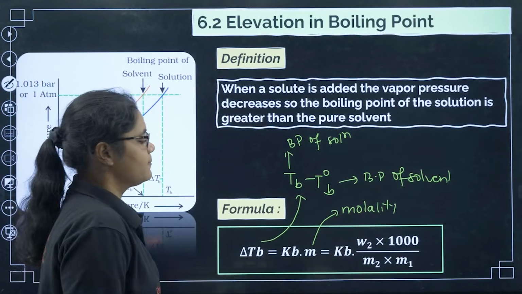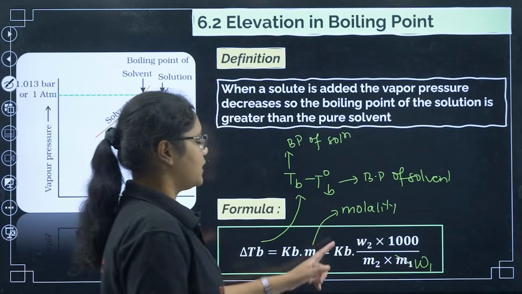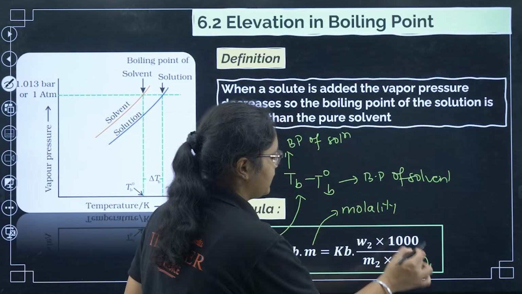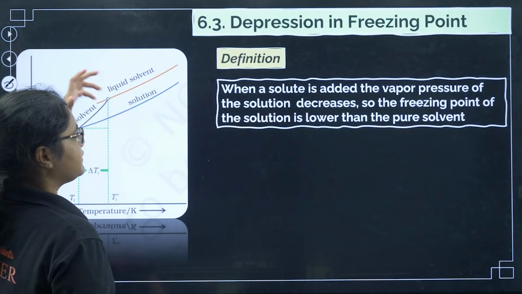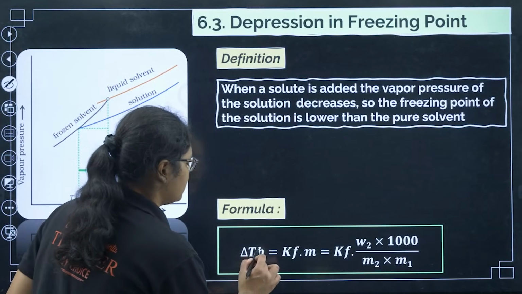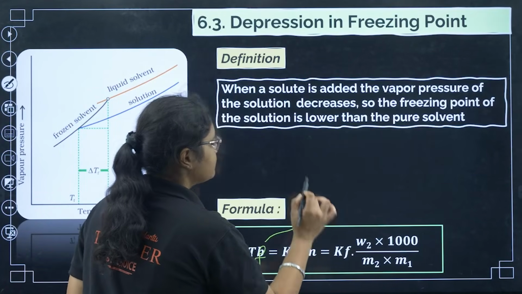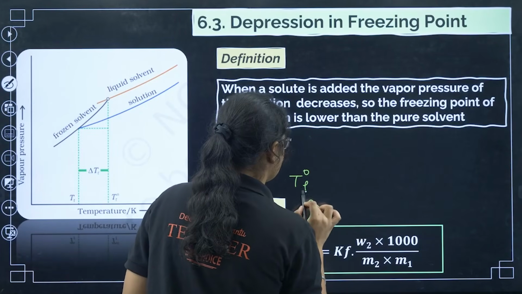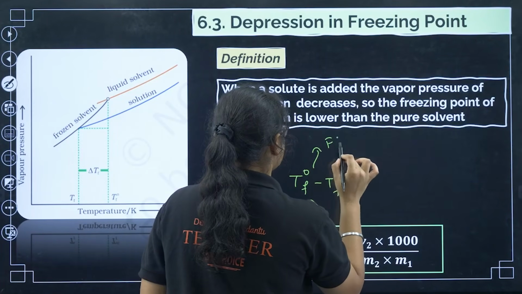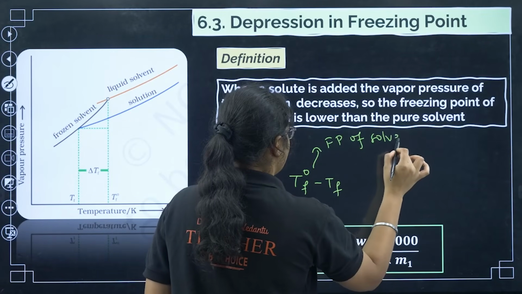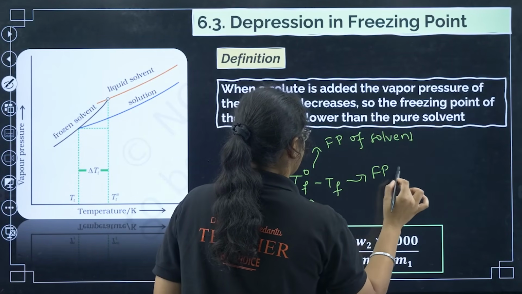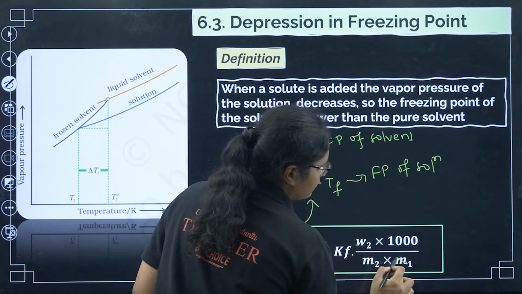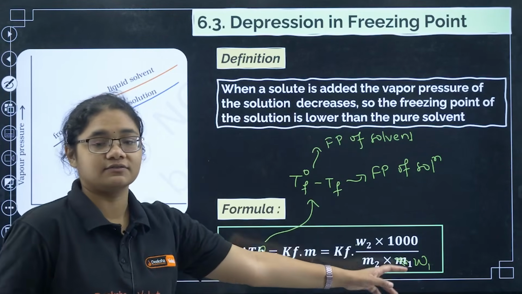So this is the formula here. W2, mass of the solute, by molar mass of the solute into 1000 by mass of the solvent. I'm just writing W1 here. Next we have depression in freezing point, with a similar formula: delta TF is equal to KF into M. Whenever you add a solute, the freezing point decreases. So here delta TF is equal to T naught F minus TF. T naught F is the freezing point of solvent and TF is freezing point of solution. KF into M, W2 by M2 into W1, where W1 is the mass of the solvent.